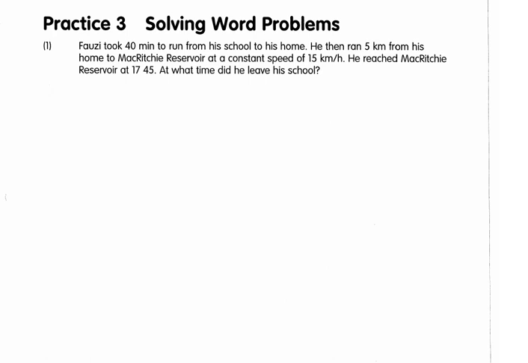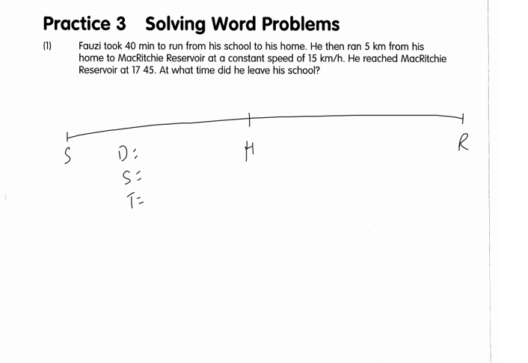Okay? Next. Fauzi took 40 minutes to run from his school to his home. He then ran 5 km from his home to Marichi Reservoir at a constant speed of 15 km per hour. So you know that this person actually starts from the school, to his home and to the reservoir. Correct? Okay, now we need to have these 3 pieces of information. Again, 3 pieces of information.